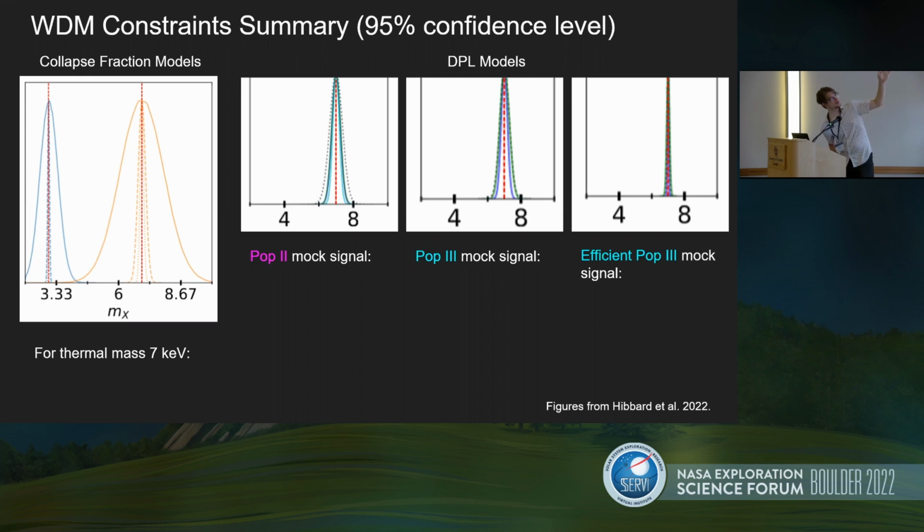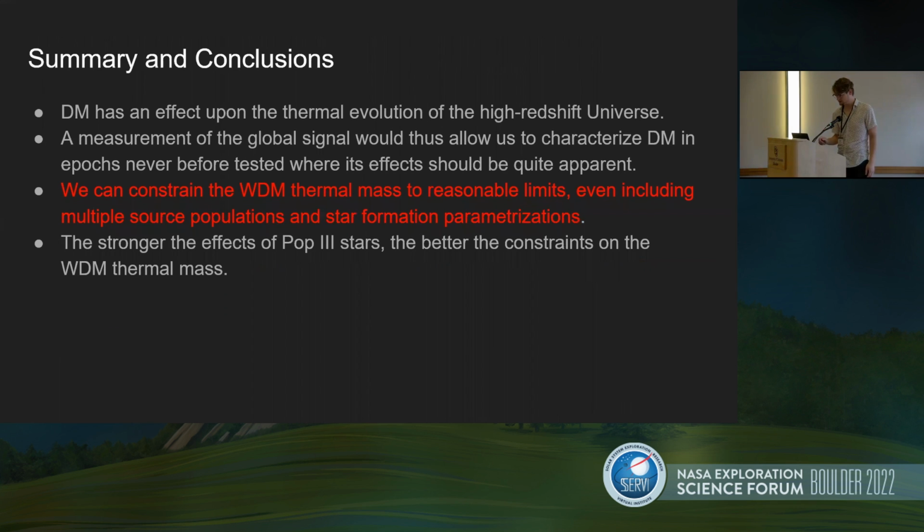And you can see in each case, if we include POP3, which are the two on the right, or if we just have POP2 signals, for a given input warm dark matter mass, in this case 7 keV, we can still get very excellent constraints on the dark matter mass, which is very, very encouraging. It tells us that essentially the global signal is a perfect test bed for measuring the thermal mass of dark matter and then putting constraints on structure formation. And this is quite unique, really, in this structure formation measurement to the global signal.